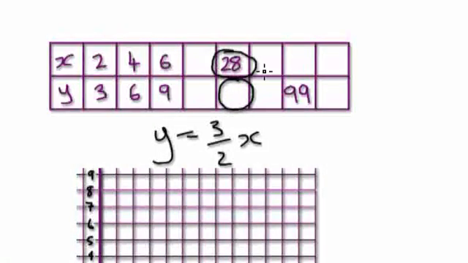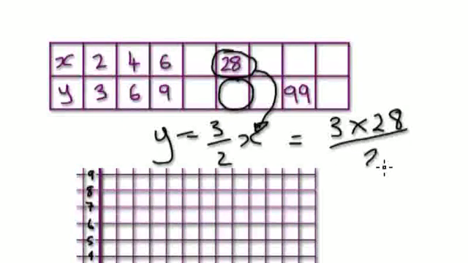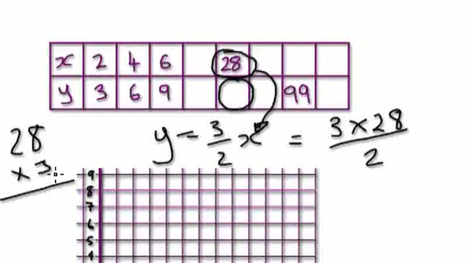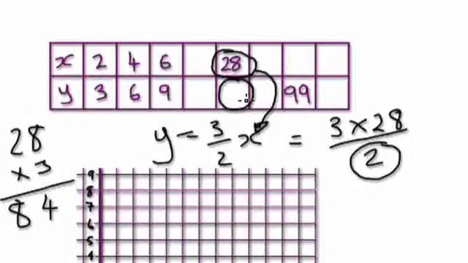When x is 28, put this 28 into the x. It will be 3 times 28 divided by 2. 28 times 3: 8 times 3 is 24, carry the 2, so 84. Then 84 divided by 2 will be 42. So y here will be 42.